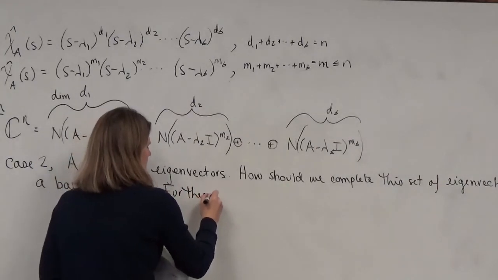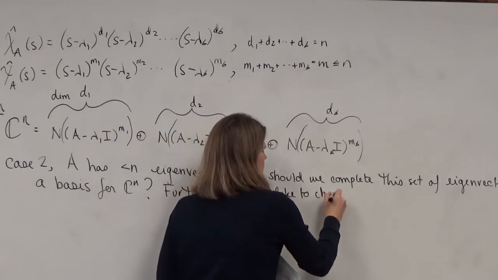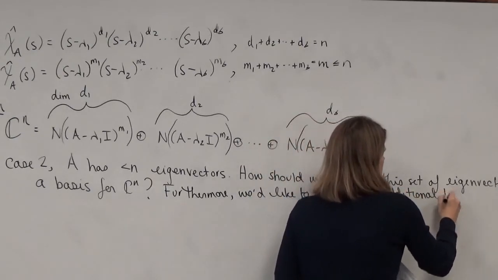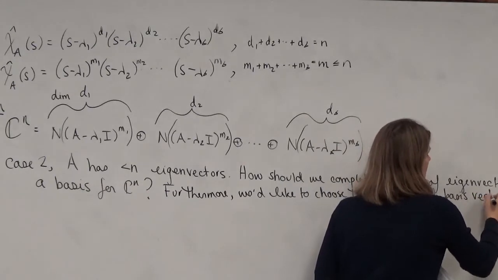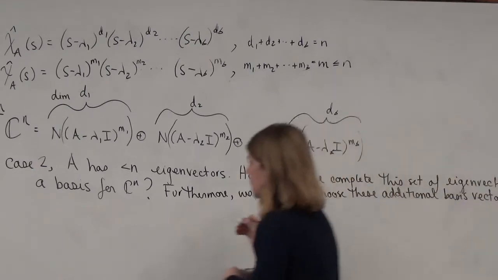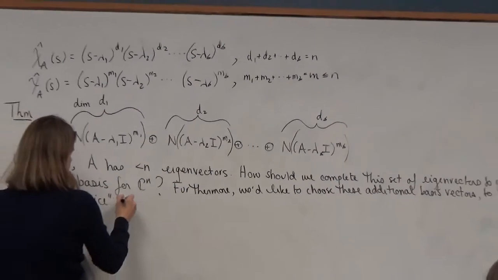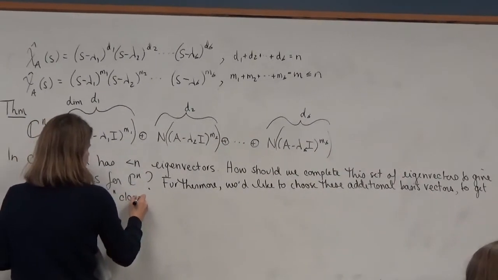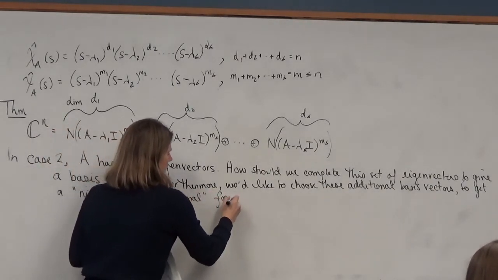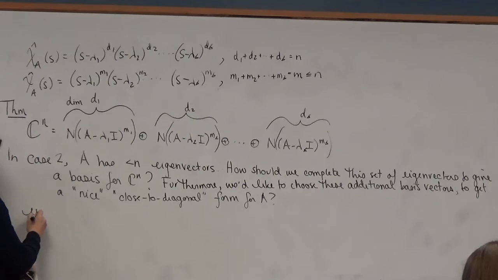Furthermore, we'd like to choose these additional basis vectors, by additional, I mean the ones beyond the actual eigenvectors, to get a, quote, nice, quote, close to diagonal form for A. All right, so that's where we are now. So we're going to approach this by means of an example.